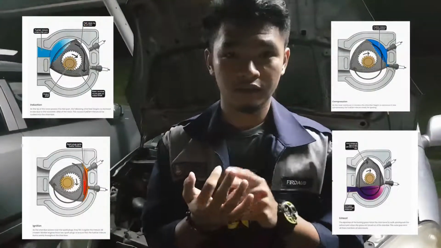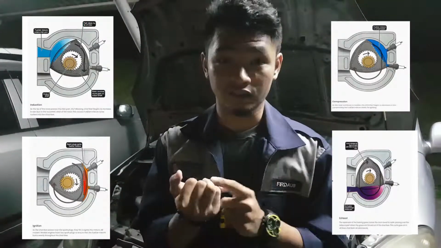Hello. My name is Firas bin Johari. I will tell you how the Wankel engine works. It consists of 4 parts: intake, compression, combustion, and exhaust.